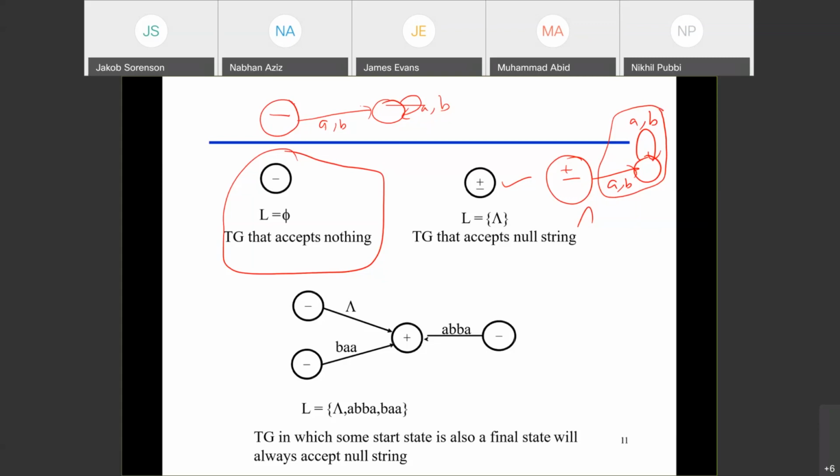So now we have this machine here. It has two start states, lambda and BAA, and here other start states. So this is a valid TG. It is no problem, because it has more than one start state. TG says you may have more than one start state. So this is a valid TG. It has no problem with that.